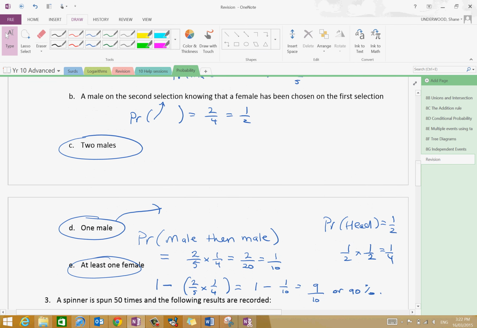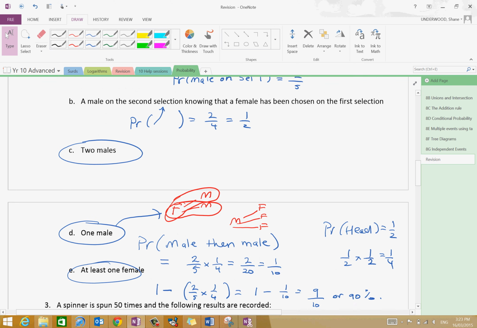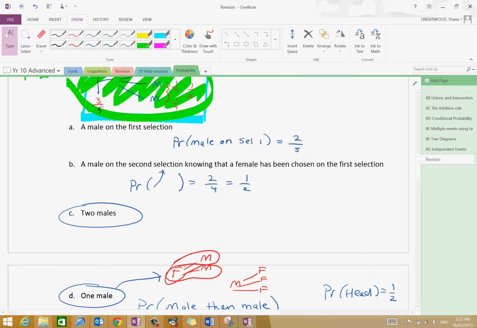To get 1 male, we could go a female and then a male. There was also a female and another male, so this is one way. This is another way. And then what was the other way? Couldn't we get just a male and then a female? And a male and a female and a male and a female? How many ways are there in which we can get just 1 male? There's 5 ways. Now, what we have to do is add their individual probabilities.